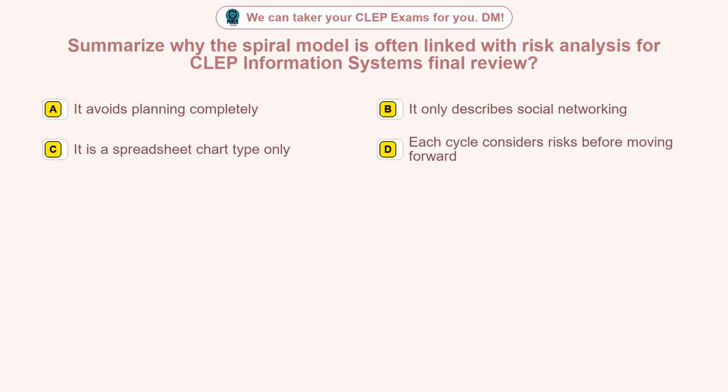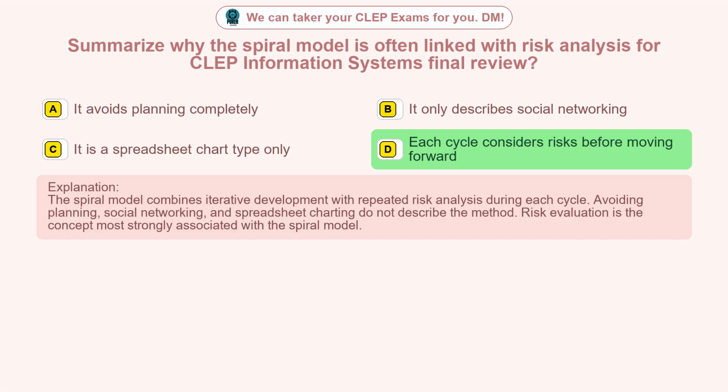Question 71. Summarize why the spiral model is often linked with risk analysis for CLEP Information Systems final review. Option A, it avoids planning completely. Option B, it only describes social networking. Option C, it is a spreadsheet chart type only. Option D, each cycle considers risks before moving forward. The correct answer is option D, each cycle considers risks before moving forward.